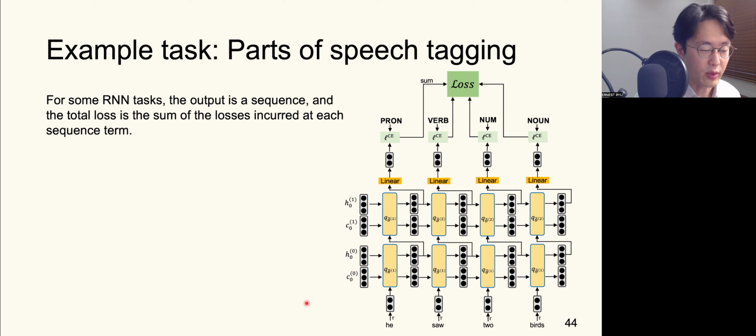Another NLP task that we can solve with LSTM RNNs is part of speech tagging. In this example, we have the input sentence, "He saw 2 birds," and we have the corresponding labels: pronoun, verb, number, and noun.